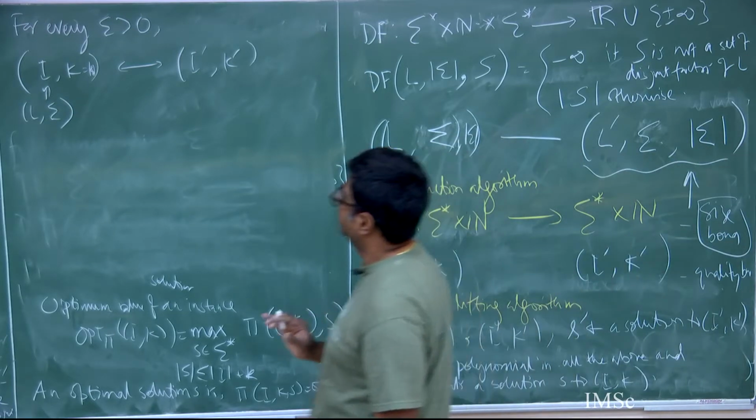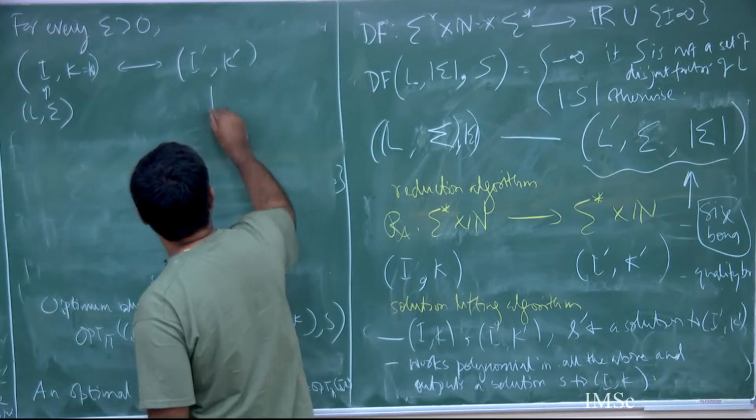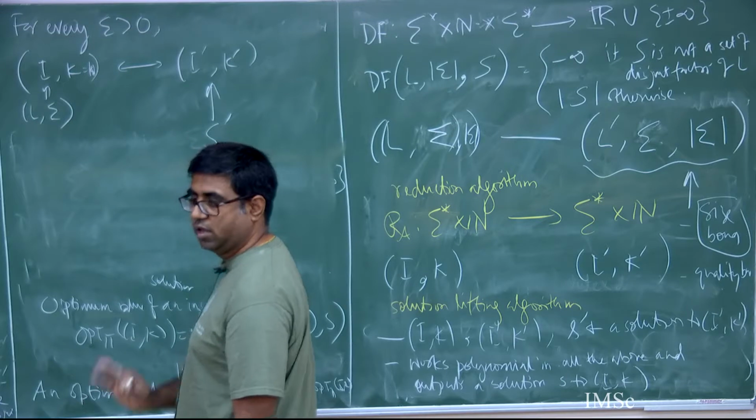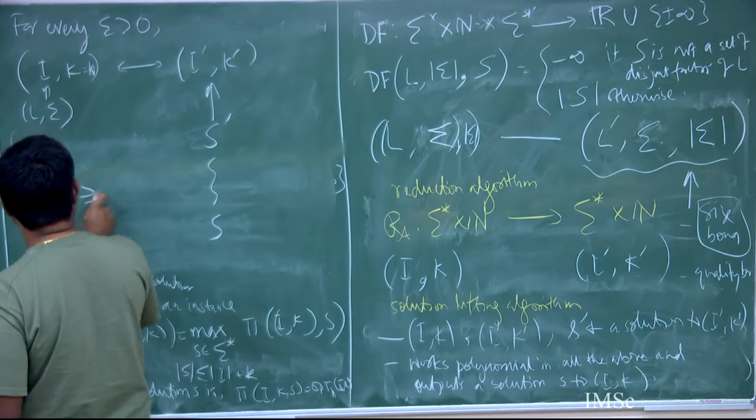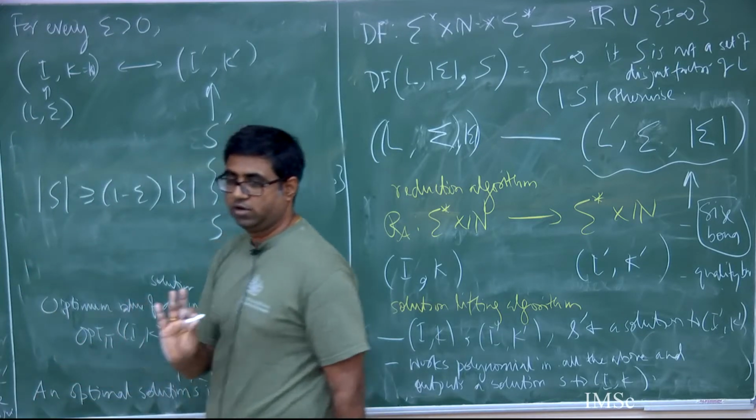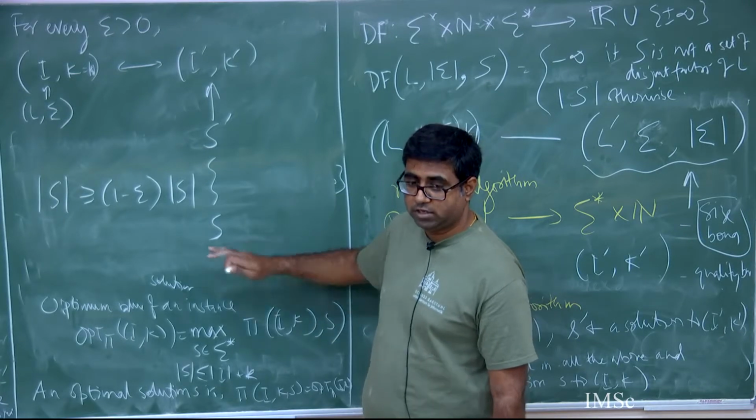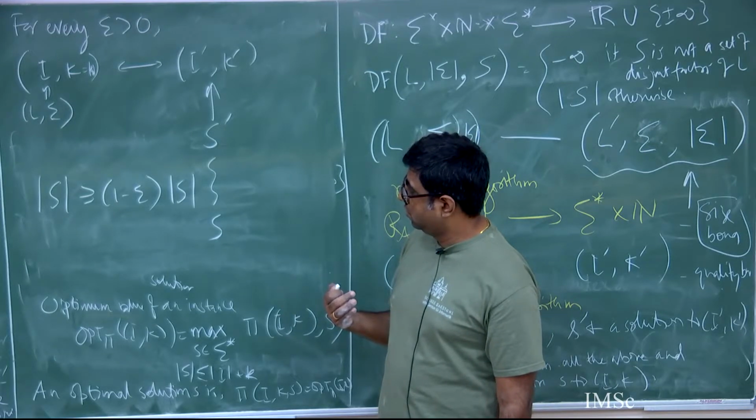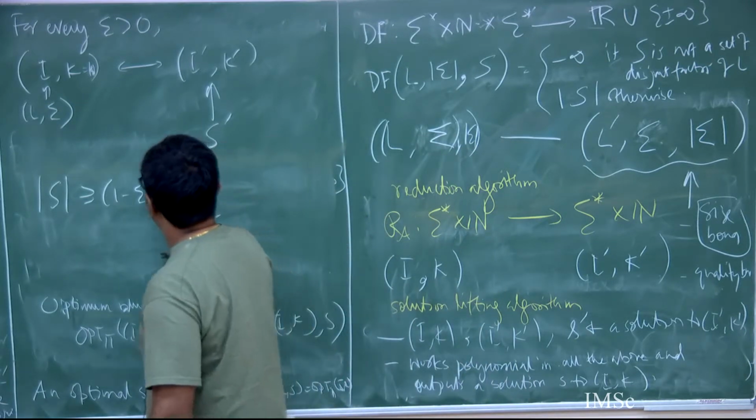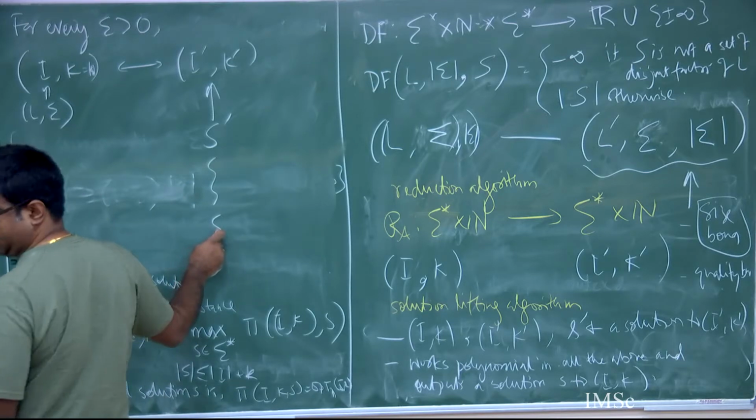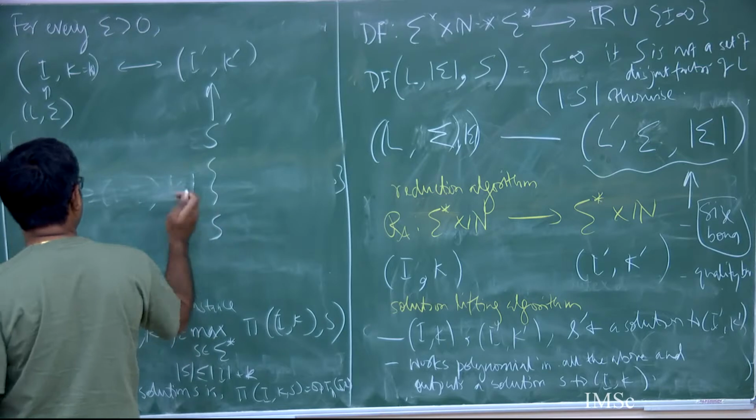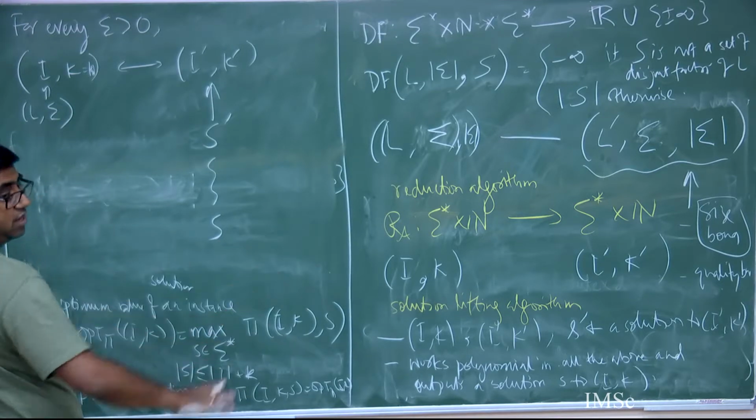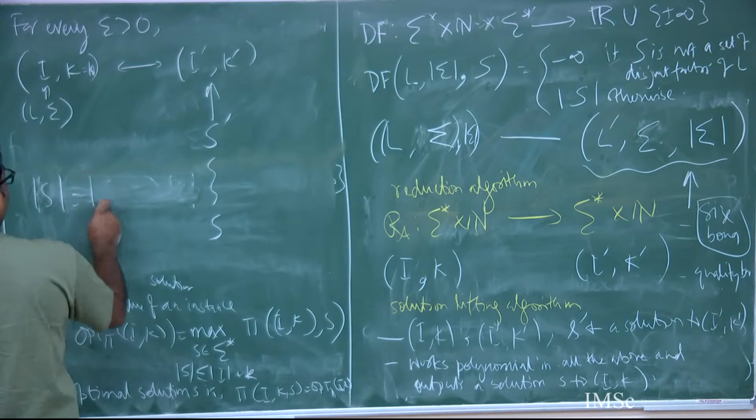So what I will give you is that if you give me a solution S prime here, I will output a solution S with the following property: the size of S is going to be at least 1 minus epsilon times the size of S. No, I'm going to guarantee you that whatever you return me from here to here, whatever its size is, I'm going to return you an S exactly equal to the size of S prime.